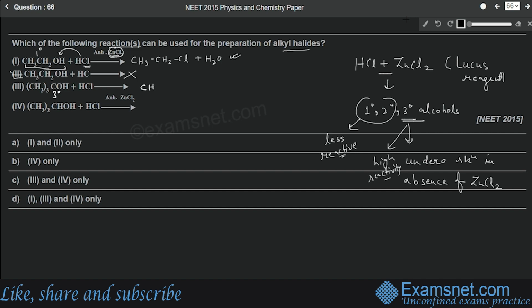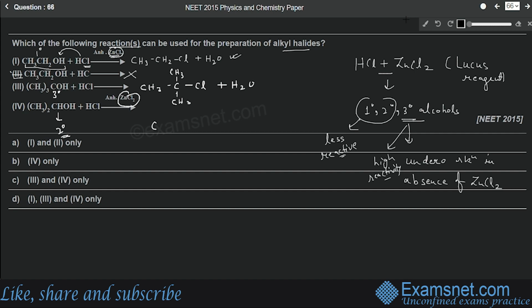Okay, CH3 C CH3 CH3. Okay, tertiary alcohol, it will lead to the formation of this alkyl chloride and a water molecule will be formed. So this will also form alkyl halides. And in the last reaction we have a secondary alcohol, 2 degree alcohol, in the presence of zinc chloride. So this will also lead to the formation of the product.